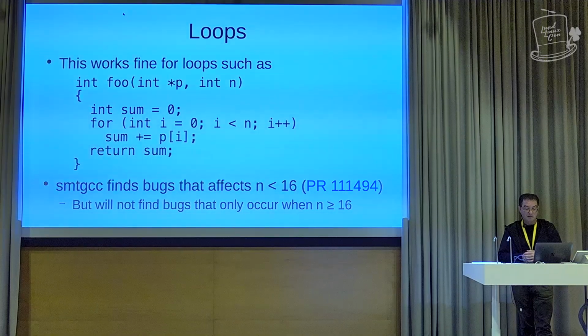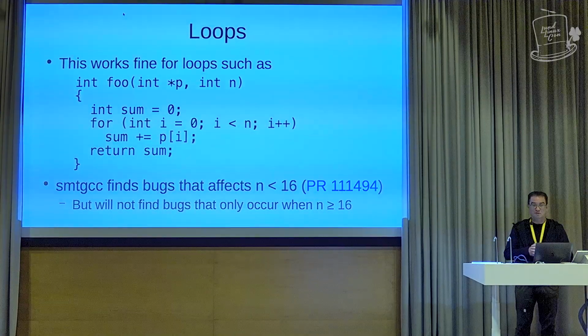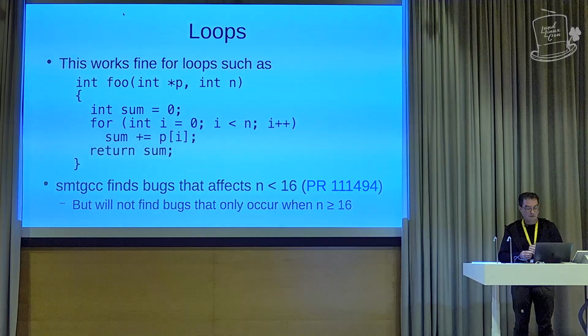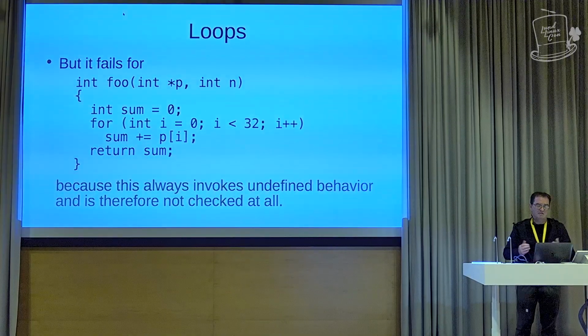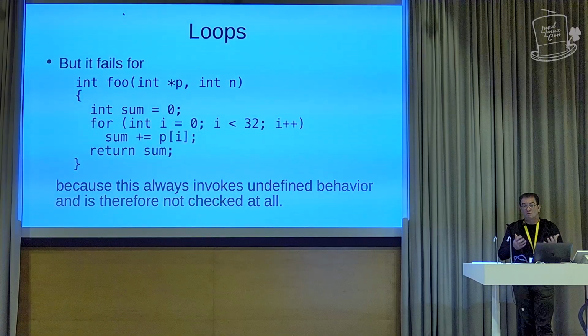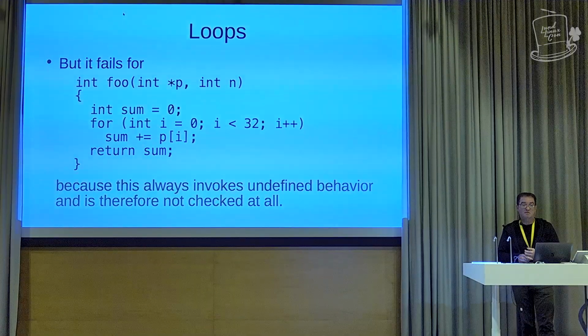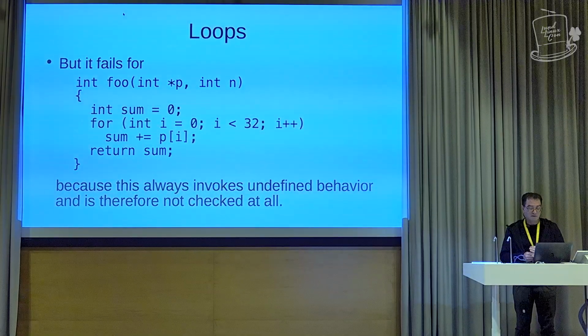Here, I reported a PR on this. Since this gets vectorized, the additions are done in a different order, which may cause signed overflow that was not in the original. This one has been fixed. But one problem with my solution is that it does not handle loops like this. The bug is there also, but here it always loops 32 iterations, so it's always undefined behavior. So just because my tool says everything is fine, is not necessarily true.